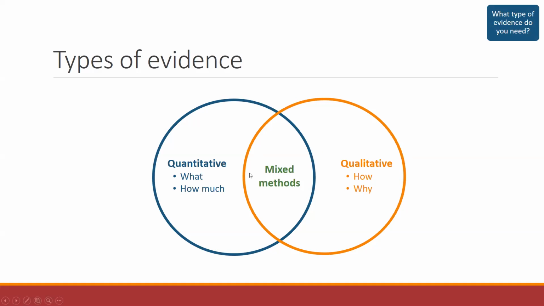You can combine the two, so you can simply have a combination of quantitative and qualitative information, or you can use this specific approach, taking a mixed methods approach to your research, where you're using the combination of quantitative and qualitative data to inform each other and to triangulate what is happening within your setting.